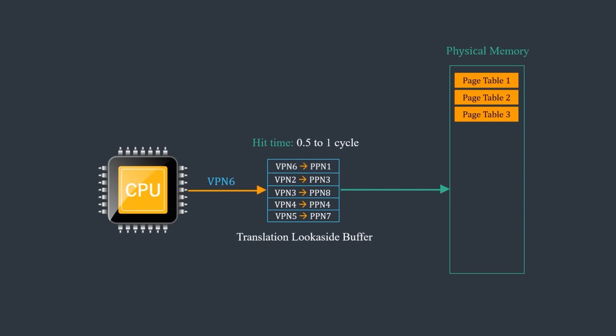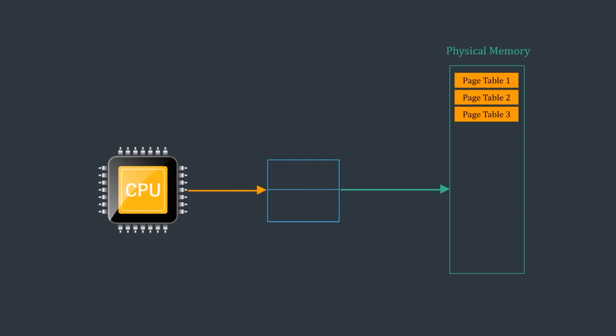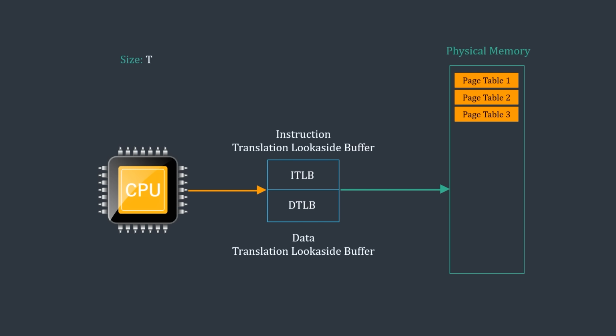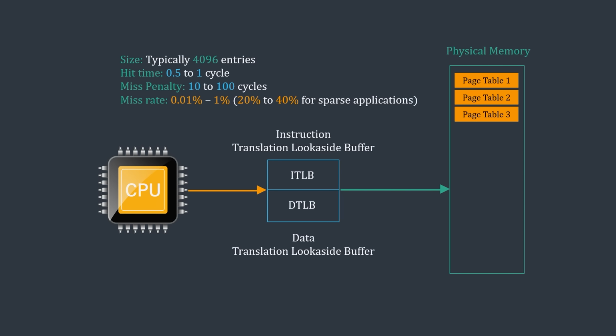Modern CPU architectures usually have two TLBs, one for instructions and one for data. TLBs are small, around 4,000 entries on modern architectures. This is why TLBs are constantly being updated. Fortunately, this works well in practice because of data locality.